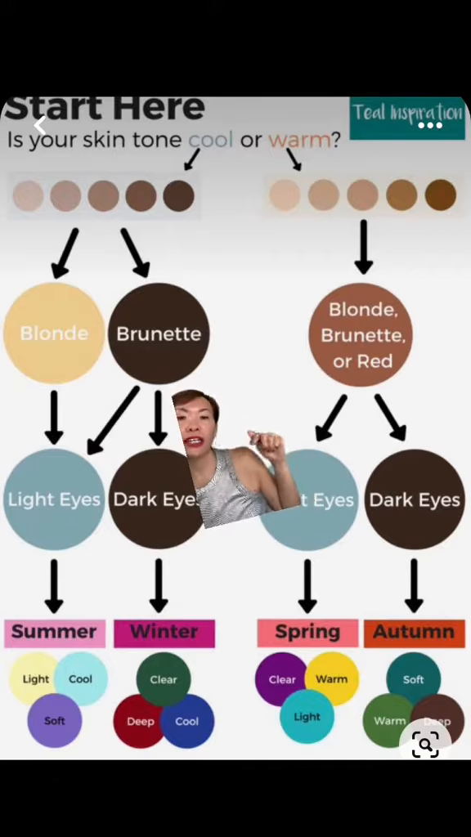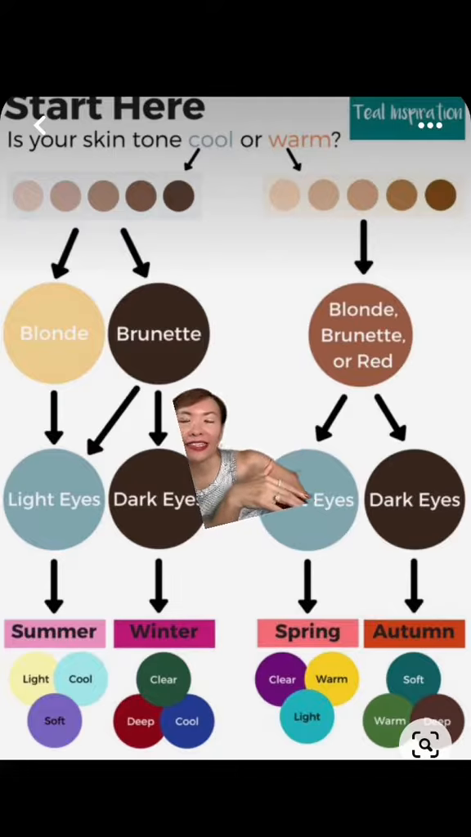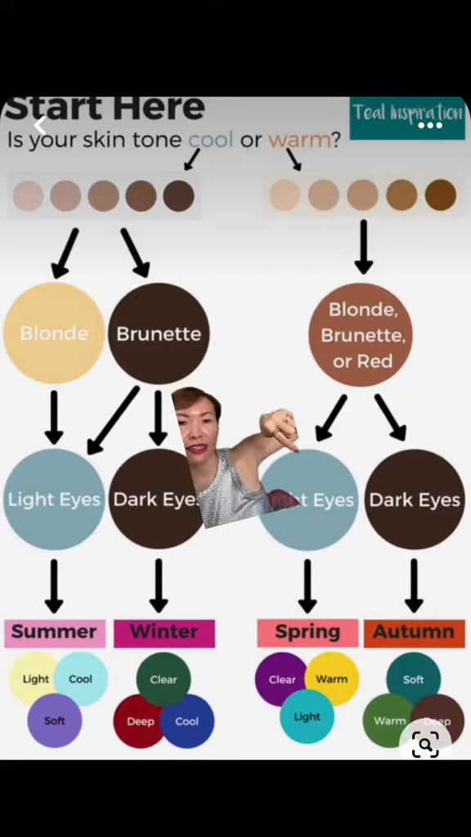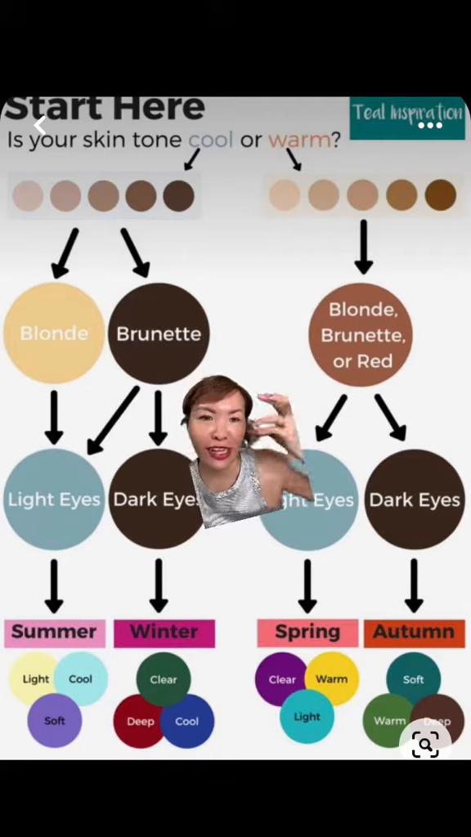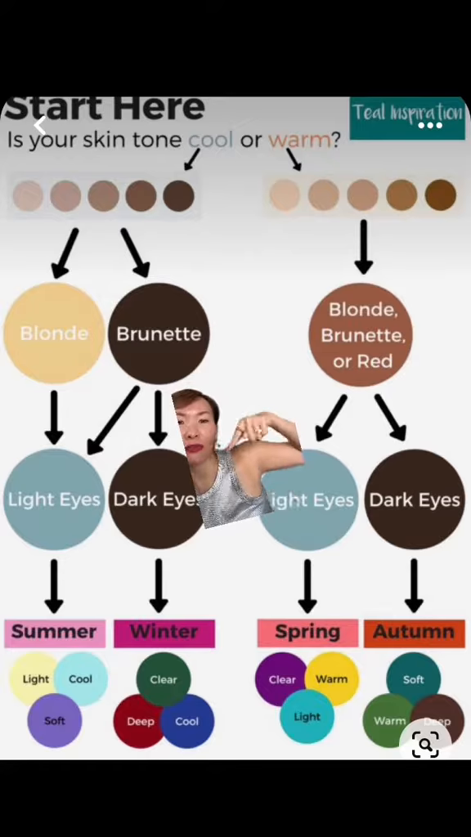If you are warm tone and you are blonde, brunette or red, take a look at your eyes, whether you have light eyes or dark eyes. If you are Asian, definitely dark eyes. But some Asians like the Indians have light eyes. So if you have blue, green eyes, Indians, you are so blessed. I really love their eye color, so nice. So you can wear spring color. For us Asians, mostly dark eyes, brown eyes, black eyes, you are autumn color.